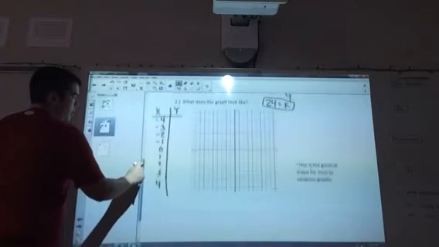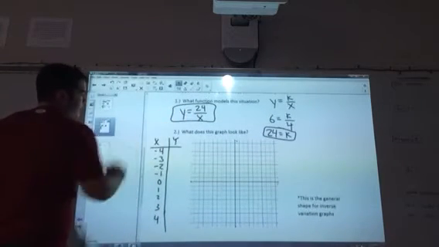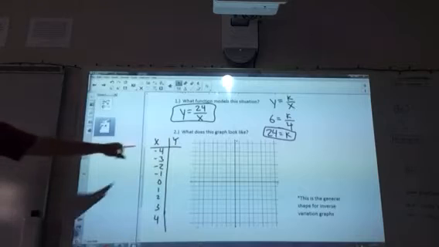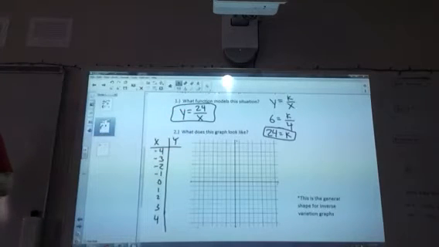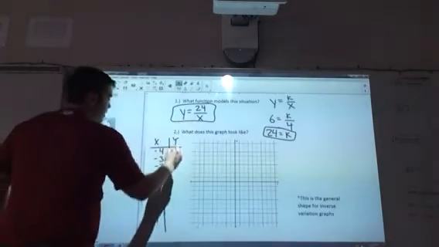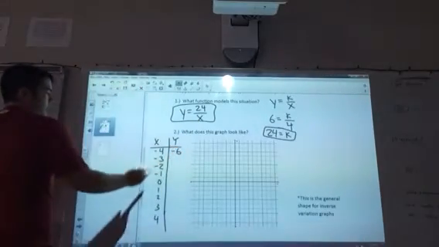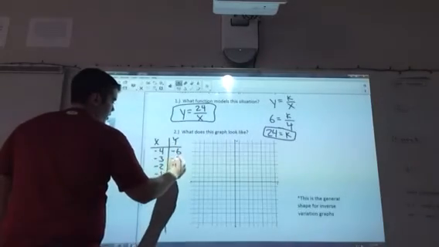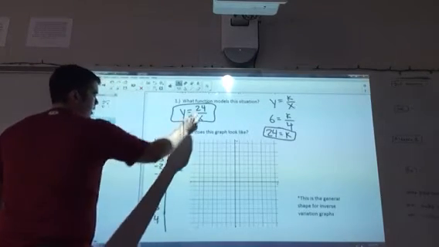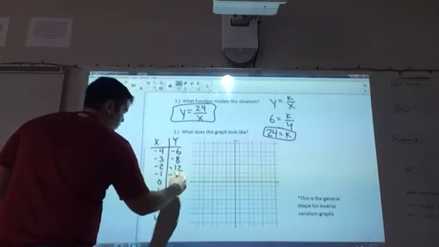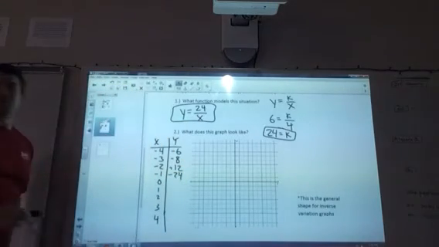So, when I plug in these values for x, I'm going to get some y values. When I plug in -4 for x, what do I get for y? 24 divided by -4 should give me -6. When I plug in -3 for x, it should get -8. Plug in -2 for x, we should get -12. -1 for x should give us -24. What about when I plug in 0 for x?